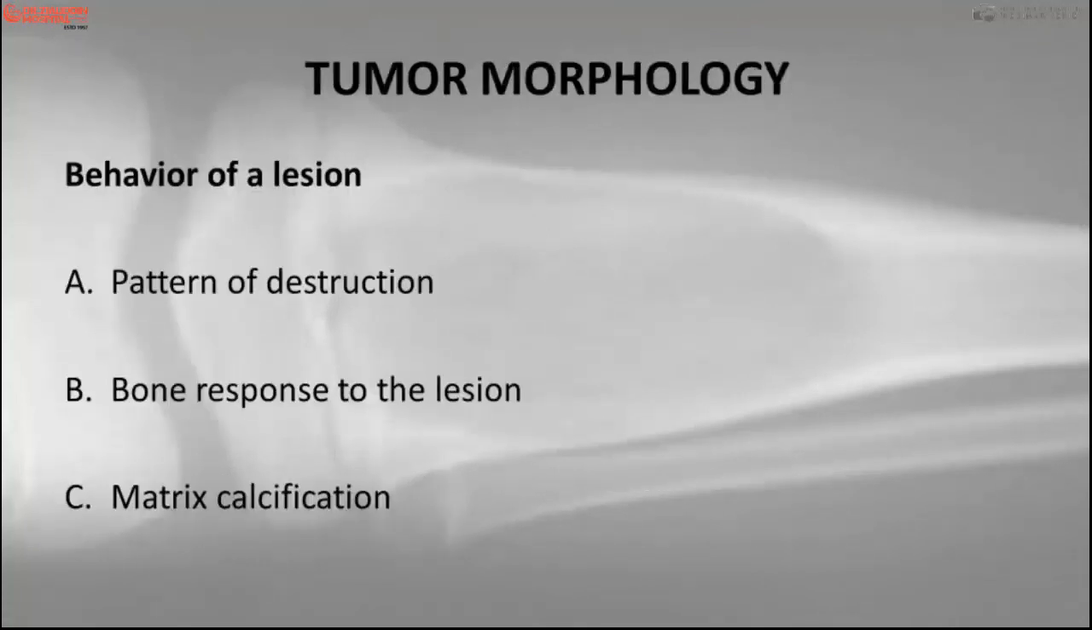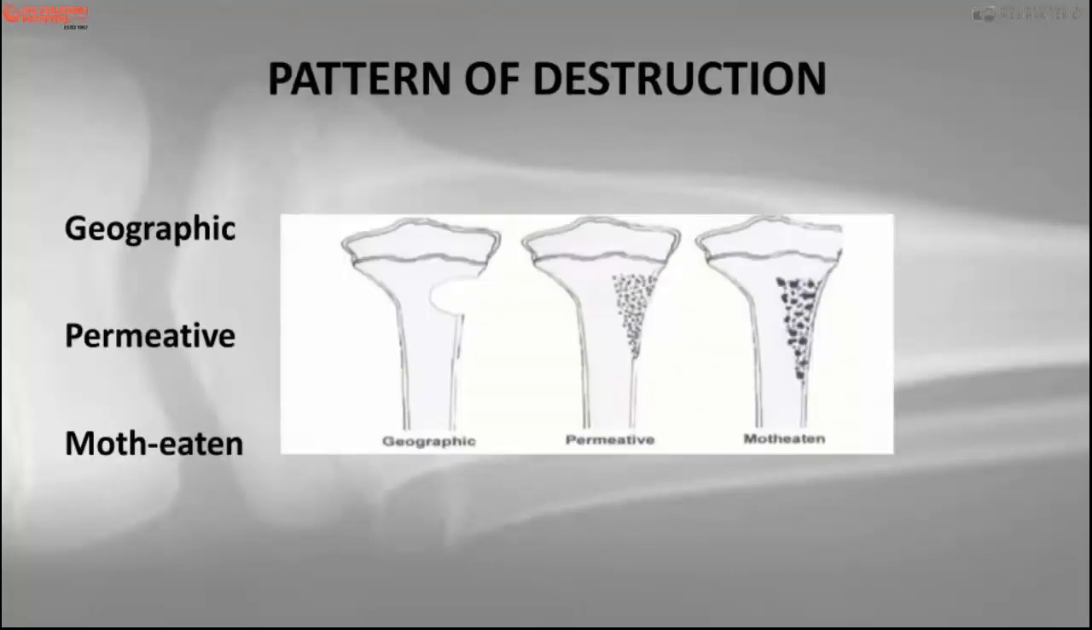So once we have taken the history, done the examination, and seen the X-rays, then we see the behavior of the lesion to the bone and what the bone does to the lesion. So we have to inquire about the pattern of destruction, the bony resorption of the lesion, and the matrix calcification. Whenever we find a geographic pattern, that means the bone has a good time to repair, and it limits the growth of the tumor.